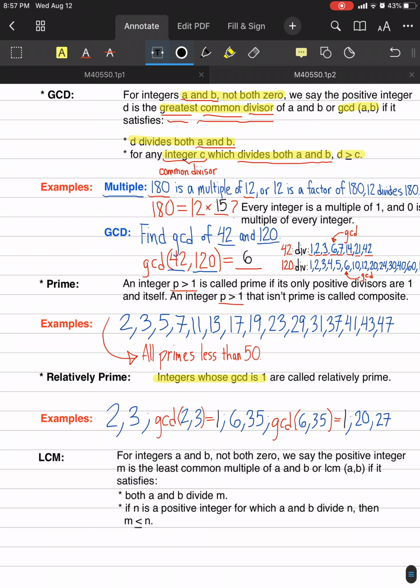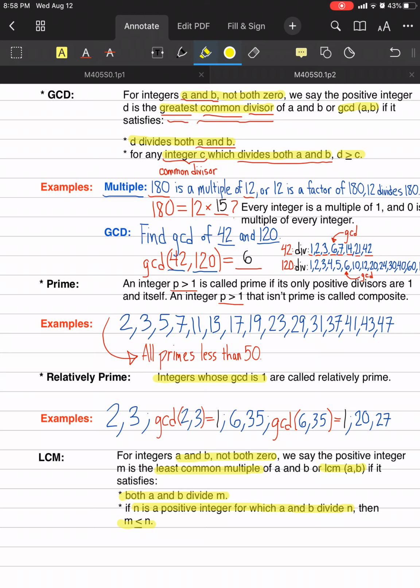Let's see. For integers A and B, not both 0, we say that the positive integer M is the least common multiple of A and B, or phrase it LCM of A and B, if it is first a common multiple, in other words, A and B both divide it, and then it is the least, in other words, it is smaller than any other one.